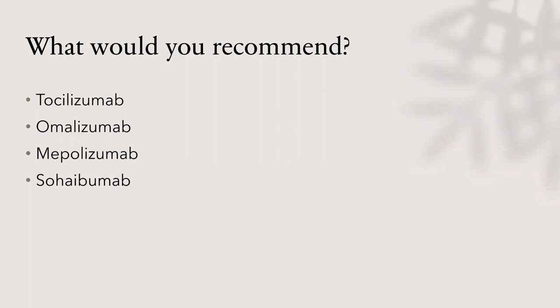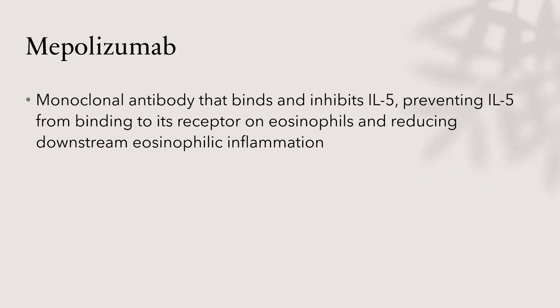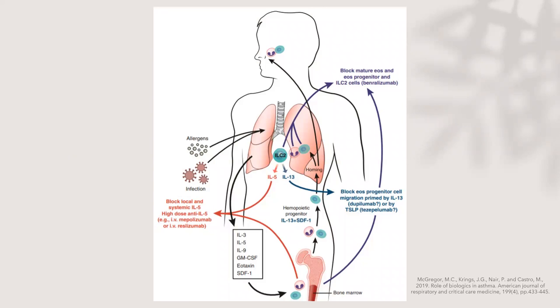Yeah, that's good. So here the answer is mepolizumab, and I'll explain why. Mepolizumab is basically an antibody, and I guess this is useful for you guys in the back for your boards. If they ask you how it works, it inhibits IL-5 by preventing IL-5 from binding to its receptor on eosinophils and reducing downstream eosinophilic inflammation. The main thing that this prevents is it dampens the effect on eosinophilic progenitors in the bone marrow and prevents their release into the bloodstream and then their maturation as well.